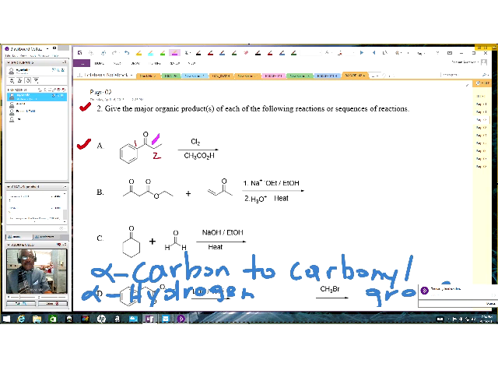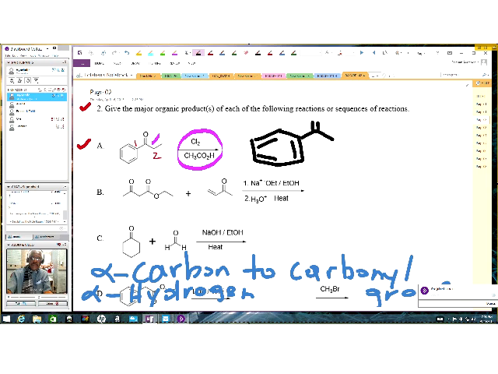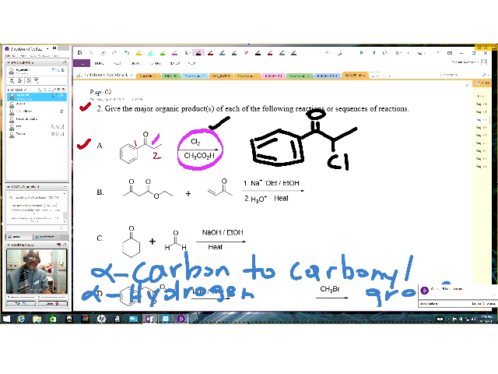Very good. Now, the reason I bring that up is because this reagent here, chlorine in the presence of acetic acid, replaces an alpha hydrogen with a chlorine atom. In other words, since they are asking us to give the product of this reaction, this will be the product right here. So that will be the product. This reagent replaces an alpha hydrogen with a chlorine atom.